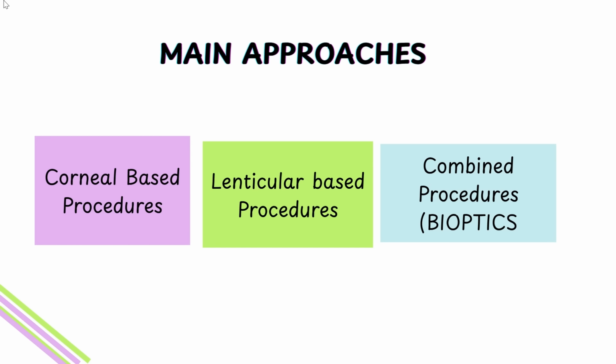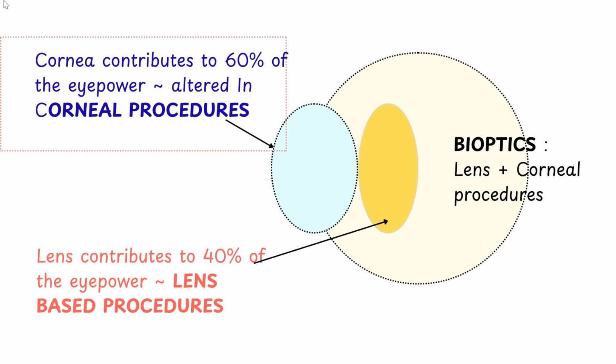Corneal-based procedures, lenticular-based procedures, and the combined procedures known as bioptics. In corneal-based procedures, these surgeries reshape the front surface of the eye, that is the cornea. Since the cornea contributes the majority of the eye's refractive power, around 43 to 48 diopters, it is a natural target for refractive correction.